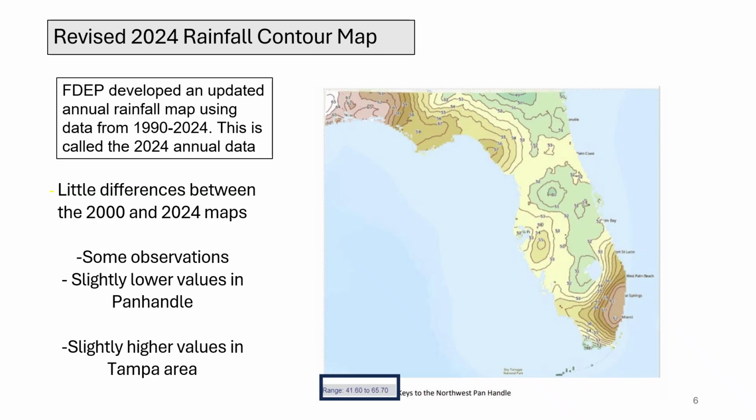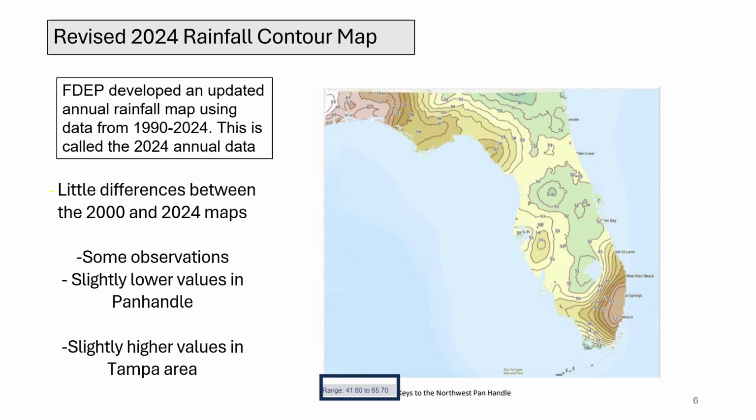When comparing this 2024 data to the previous 2000 data set, we observe that while there are some regional differences, many areas show very little change. For instance, some of the observations include slightly lower rainfall values recorded in the Panhandle region, contrasted with slightly higher values in the Tampa Bay area.